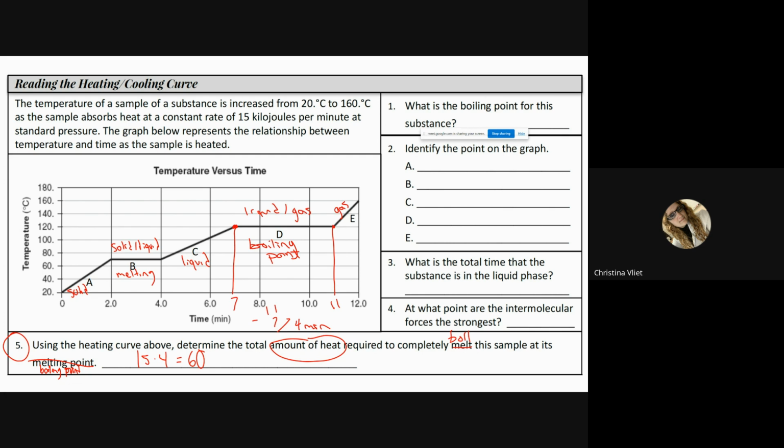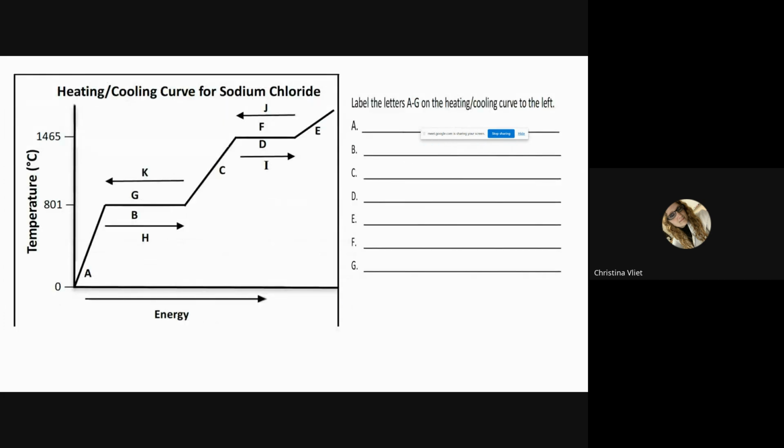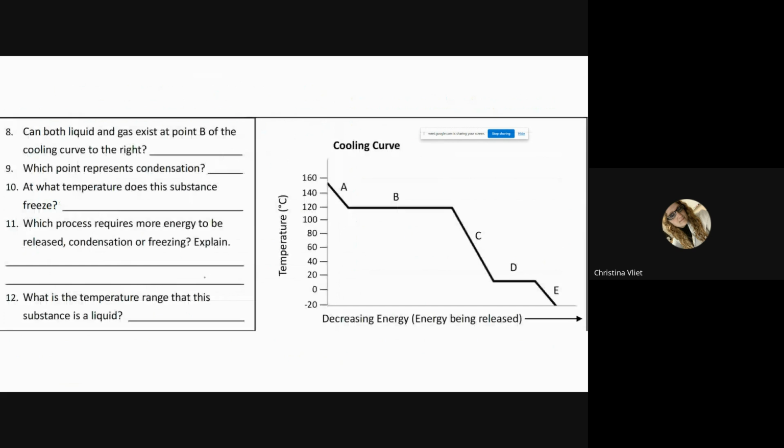Because they tell you it's 15 for every 1 minute. So that's given information. I know it's 15 kilojoules of heat for every minute. They ask for the total amount of heat. So if it's 15 for every 1 minute, and I have 4 minutes that have passed, it will be 15 times 4. Okay, what's next? So it's just like knowing the phases.